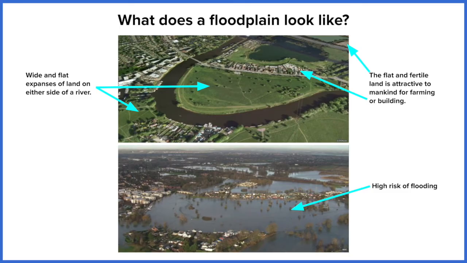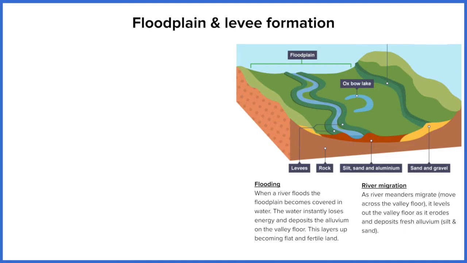So why do floodplains occur? Well, we can break it down into two different areas: flooding and river migration. We're going to start with river migration because our last lesson was all about that as well. When rivers migrate, or when meanders migrate, which we did last lesson, we know that they erode on the outside bend and then move in the direction of the erosion.